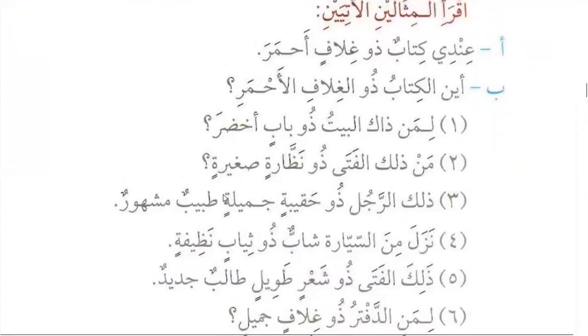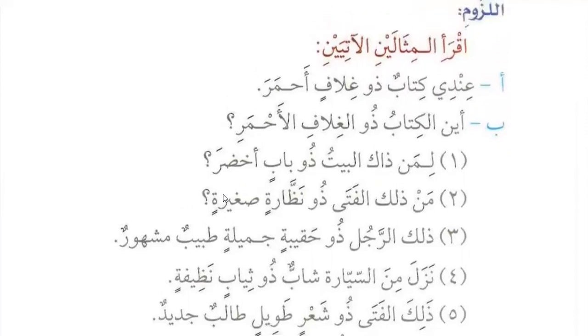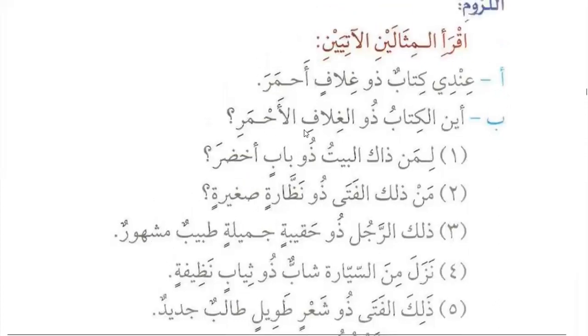Liman zakal baitu zu babin akhdara. Mistake. Here, liman zakal baitu zul babi akhdari. Zul babi akhdari. Mudaf and manut, so they should have the same irab. Bab is manut, and it is akhdari. So you know that gilafin ahmara, that is also ahmari, not ahmara. Gilafin. Here, indi kitabun zu gilafin ahmara.